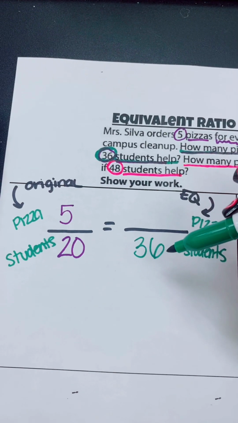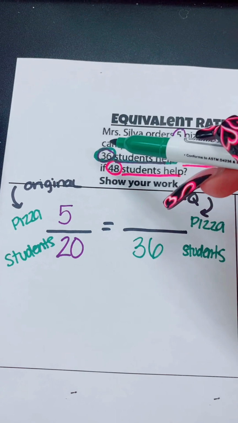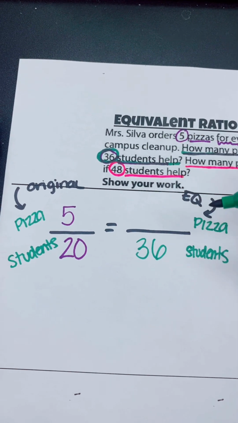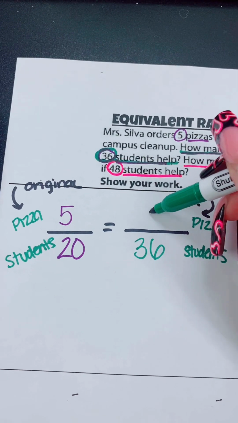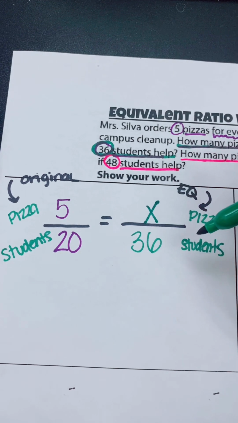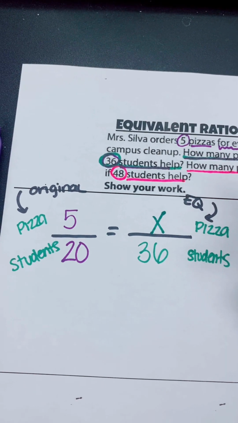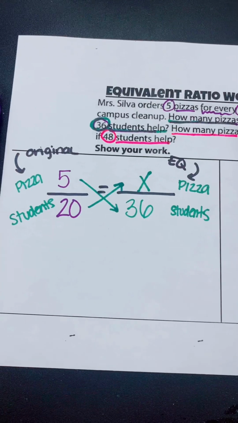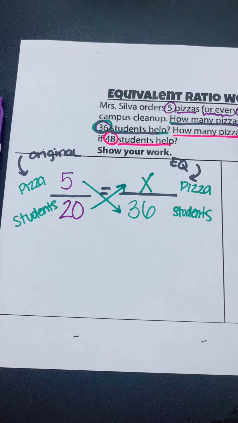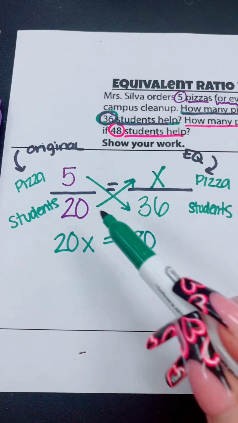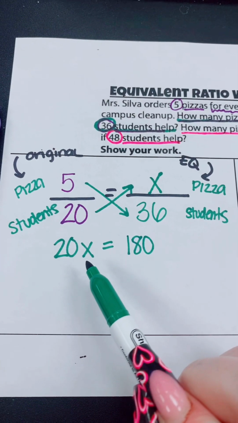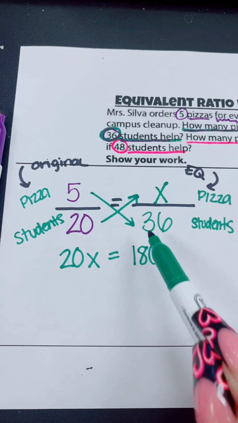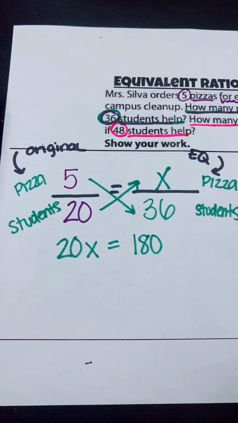Now I put this 36 by students because they labeled 36 students in the question here. We are also figuring out how many pizzas. So I'm going to put an X there as my unknown number. The next thing I'm going to do is cross multiply. 20 times X is 20X. 5 times 36 is 180.